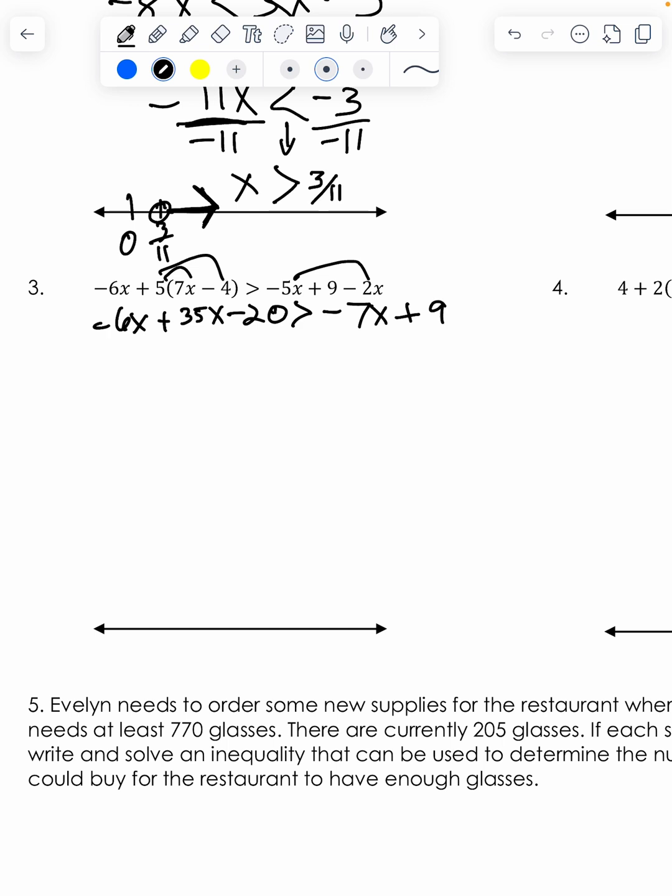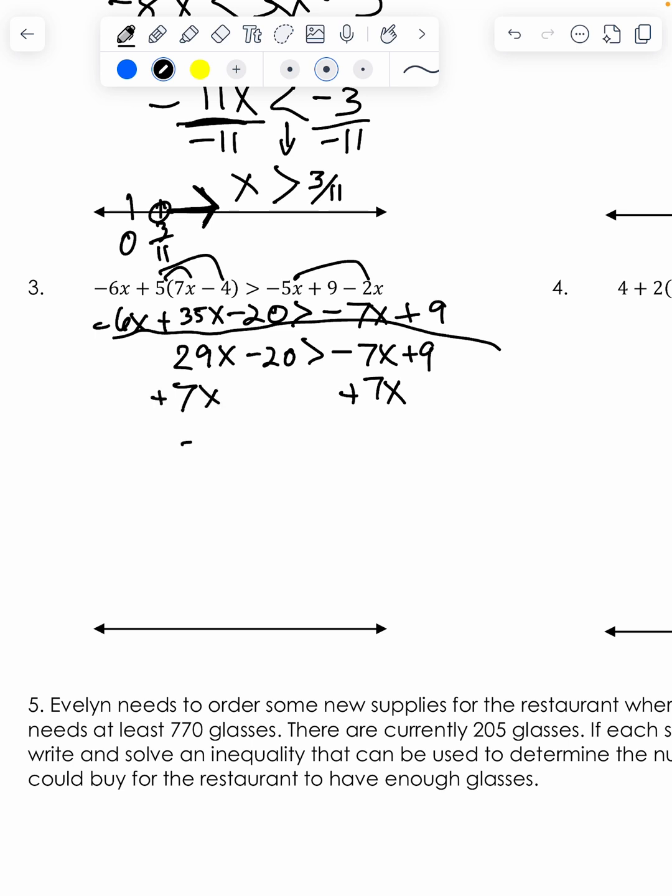Cool. And then we just keep going. Combine like terms, isolate the x. Negative 6x plus 35x. That's 29x minus 20. Nothing else changes on that step because we're just combining like terms. And now I'm going to move the x over. So we're going to add 7x here and add 7x here. That gets us 36x minus 20 is greater than 9.